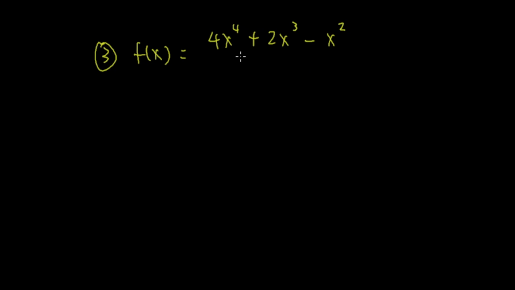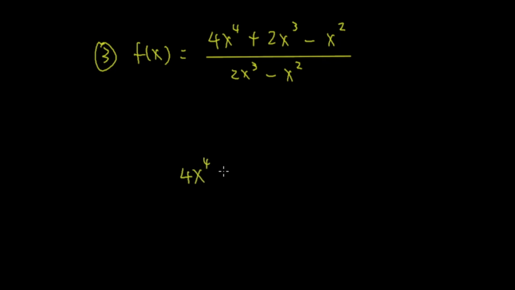Let's do another example. Let's say example number 3. Say f of x is equal to 4x to the 4 plus 2x cubed minus x squared, all divided by 2x cubed minus x squared. Now, the highest degree of power in the numerator is exactly 1 greater than the highest degree of power in the denominator. Then that should be an oblique asymptote. How do we find the oblique asymptote? We do the long division again.